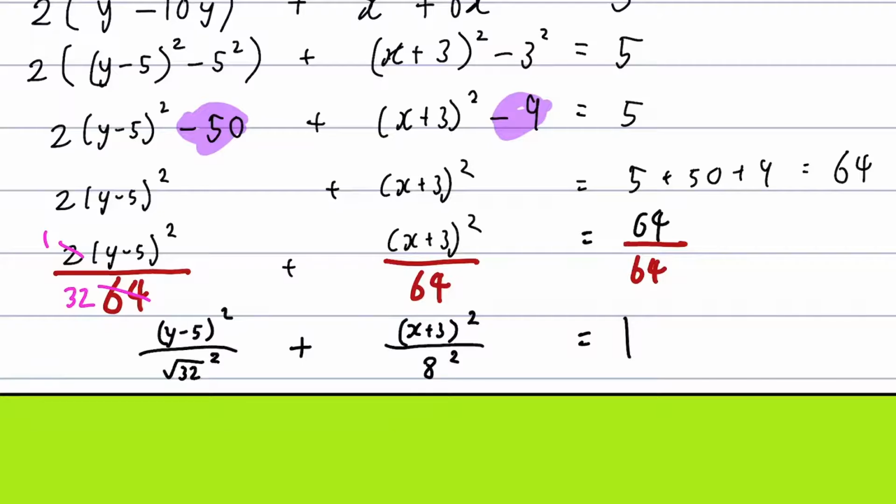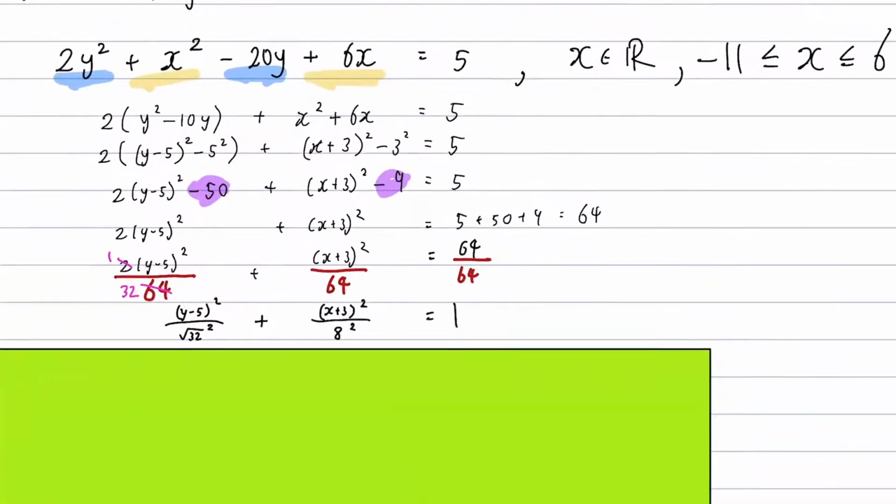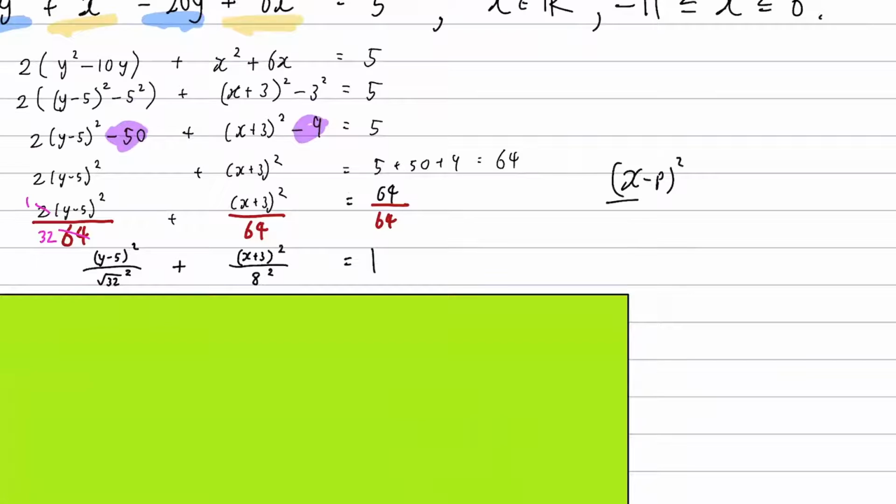Why did I write it in such a funny way? It's because of the general format of an ellipse. X minus p bracket square over a square plus y minus q bracket square over b square equals to 1. It means your center is where? Center is?